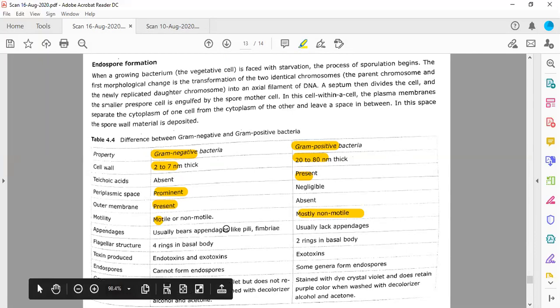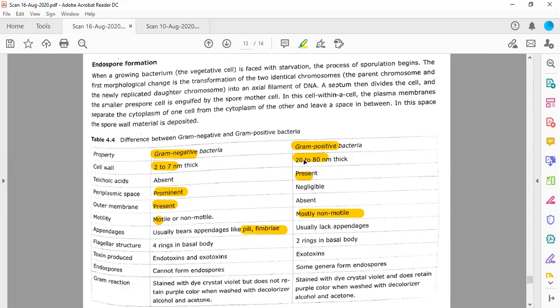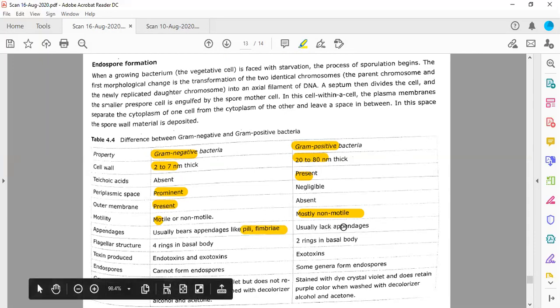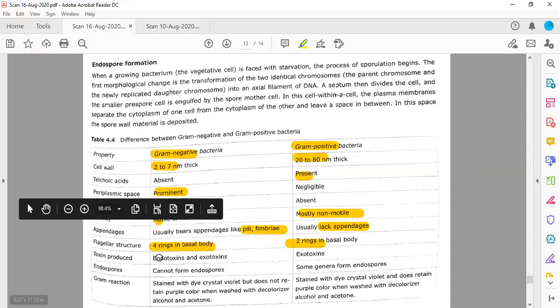Appendages: pilus and fimbriae are found in gram-negative bacteria, but gram-positive bacteria will mostly lack some of the appendages, for example pilus. Gram-negative bacteria have four rings in their flagellar basal body, but gram-positive have only two rings. This we have discussed today. Toxin production: gram-negative bacteria have a lipopolysaccharide layer, therefore they produce endotoxins, whereas gram-positive bacteria produce only exotoxins. Gram-negative bacteria can also produce exotoxins, but endotoxin is common to gram-negative bacteria only.